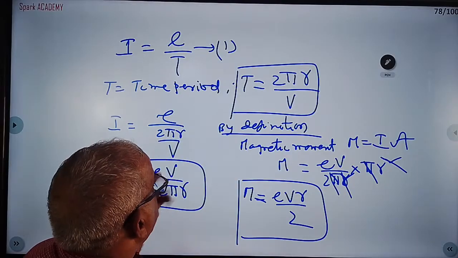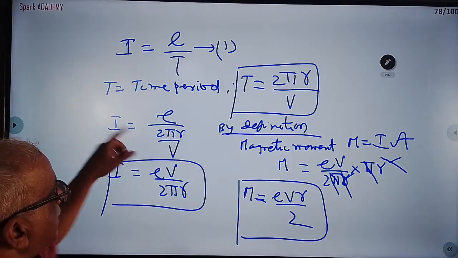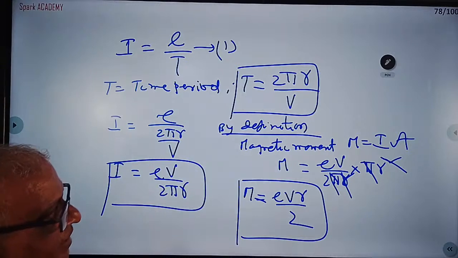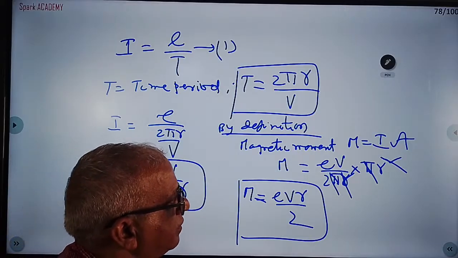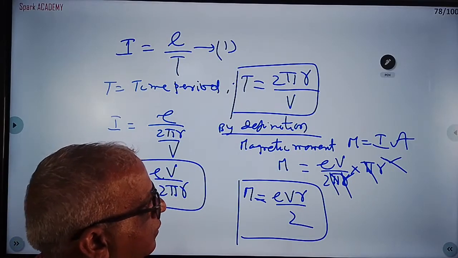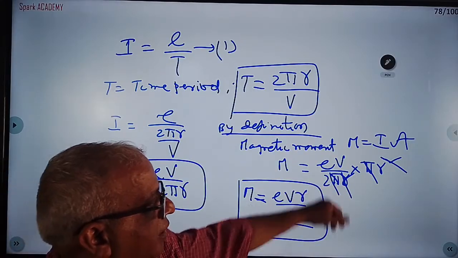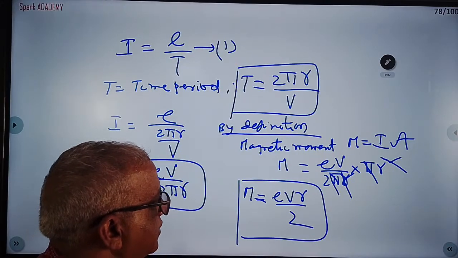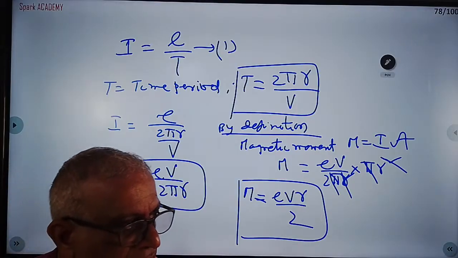Here you have to observe 2 points. The main definition of current is charge by time period, and time period is 2 pi r by v, so you get the current expression first. But you should also remember the basic definition of magnetic moment: current into area. Magnetic moment is a vector because area is a vector; current is a scalar. We find the direction by the right hand rule. Current is ev by 2 pi r, and the area of a circle is pi r square. Then you get evr by 2, where e is the charge of the electron, v is its velocity, and r is the radius. So this is the magnetic moment of a revolving electron.